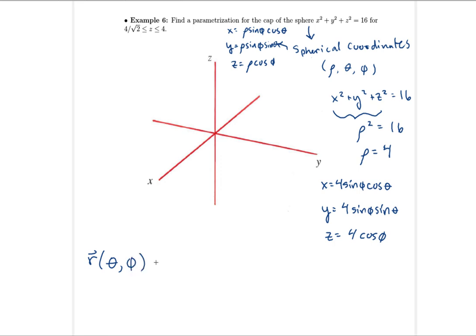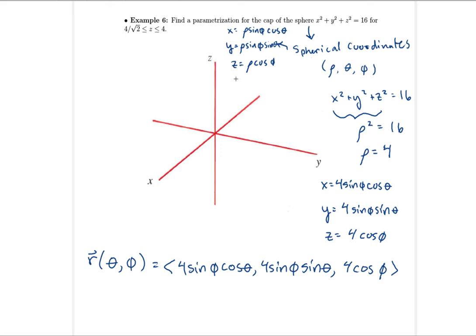So I'm going to say 4 sine phi cosine theta, 4 sine phi sine theta, 4 cosine phi. Now the hard part of this problem is going to be to decide what theta and phi should be. So remember, theta is the angle made in the xy plane. Phi is made starting from the positive z-axis and measured this way.